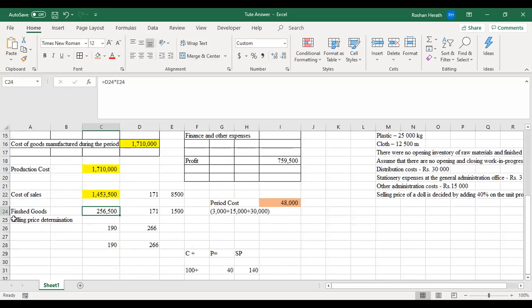But only for the sales price determination purpose we used the normal production, right? We did not consider product cost for the period cost, production cost for the period cost. So I will upload this to the LMS.